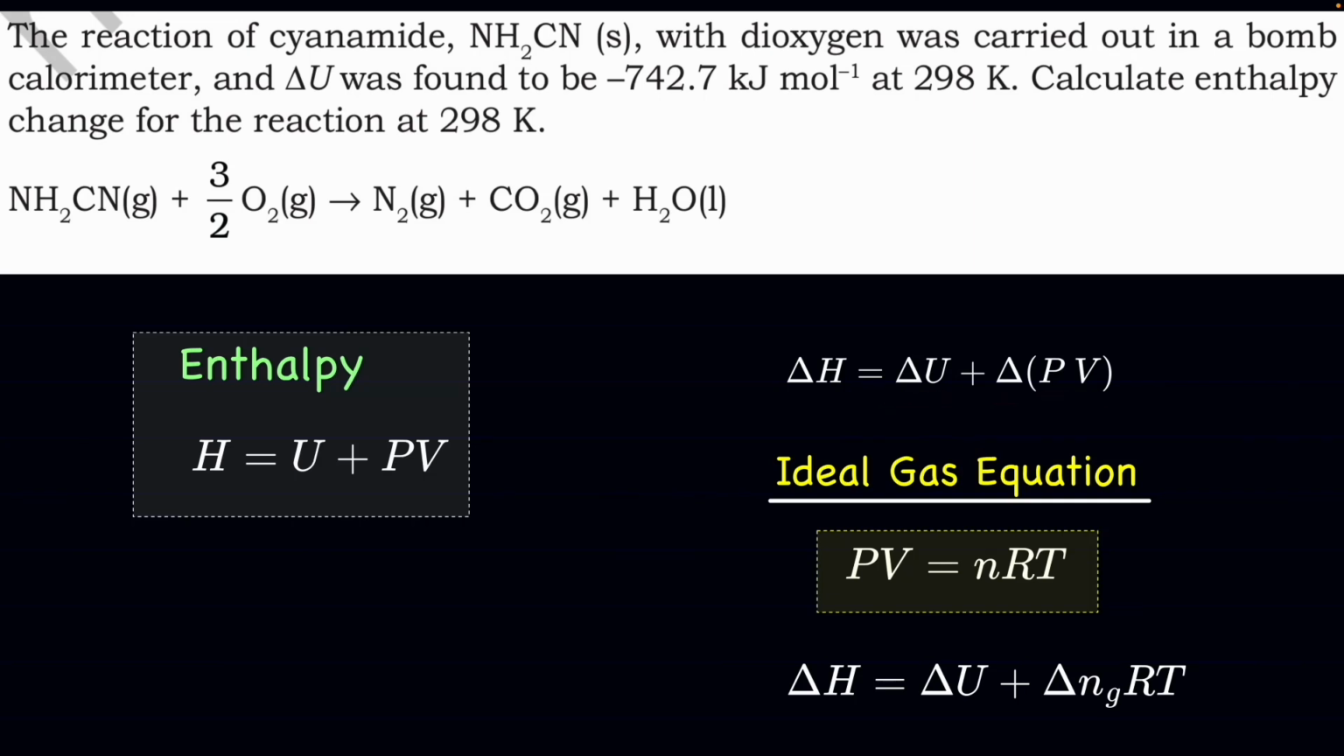Based on the ideal gas equation, PV is equal to nRT. n is the mole, R is the gas constant, and T is the temperature. If we substitute this PV value here, we can write it as delta H is equal to delta U plus delta Ng RT. This delta Ng is basically the change in the moles at gaseous state. It means that when we have any liquids, we are not considering this change, we only consider the change in the gaseous states. So we are going to use this relation to solve the problem.